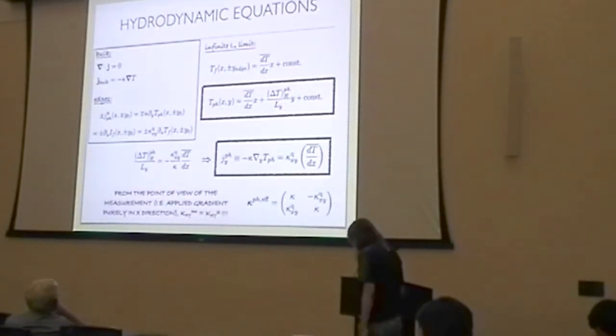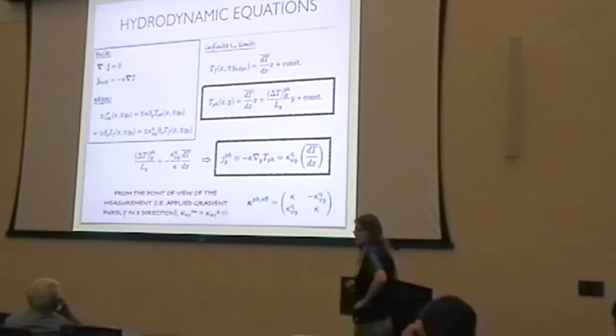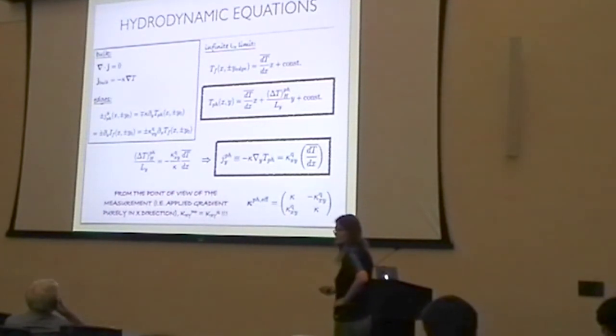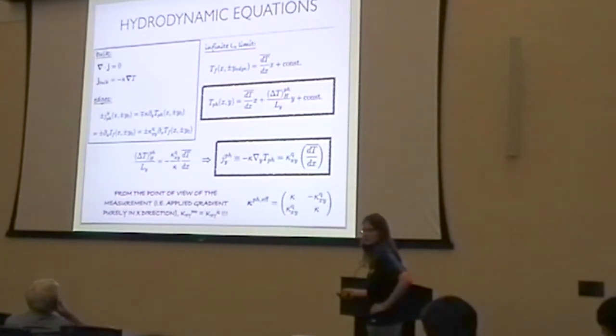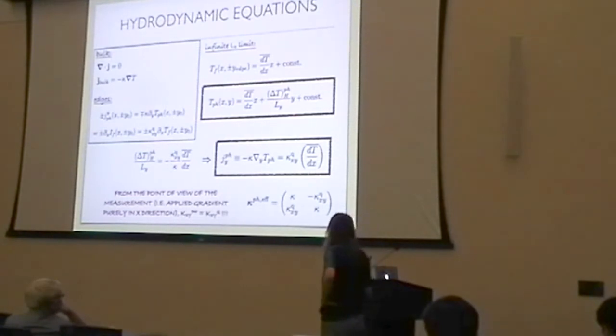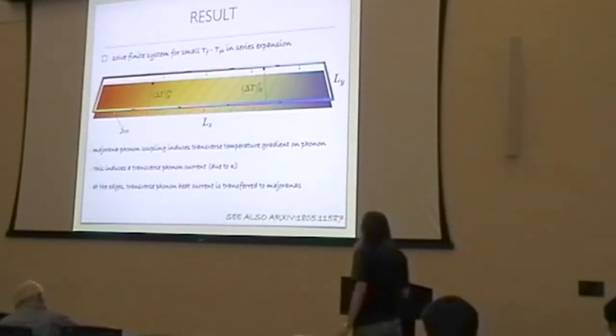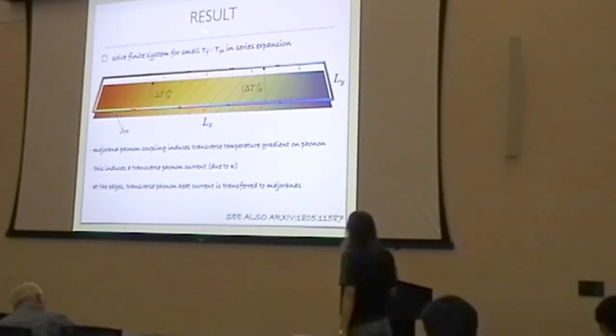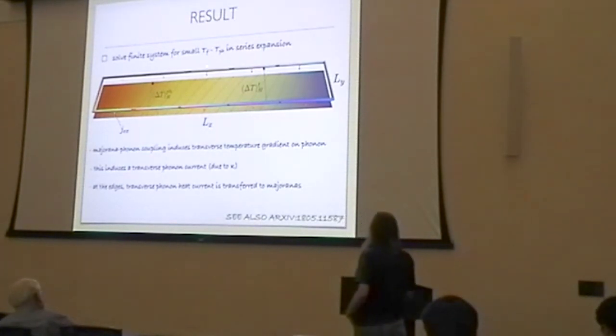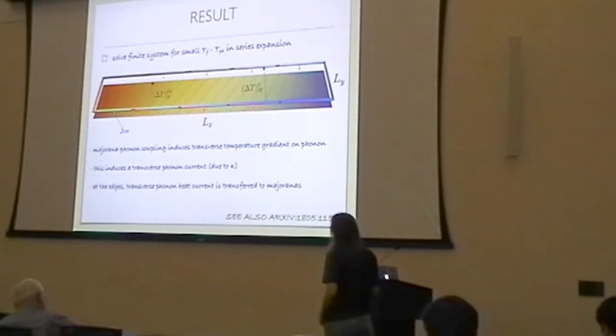And so actually it's quite remarkable because if you think about it, this means that if you didn't have any coupling between the phonons and the Majoranas, we wouldn't be measuring any Hall conductivity at all. The quantization of the observed conductivity actually does rely on the coupling between the Majoranas and the phonons. One can solve for a finite system, for a small temperature difference, in a series expansion, and you get this nice polynomial.